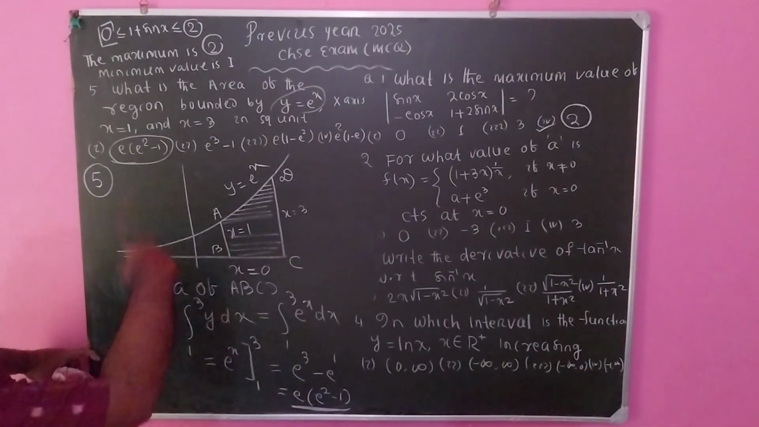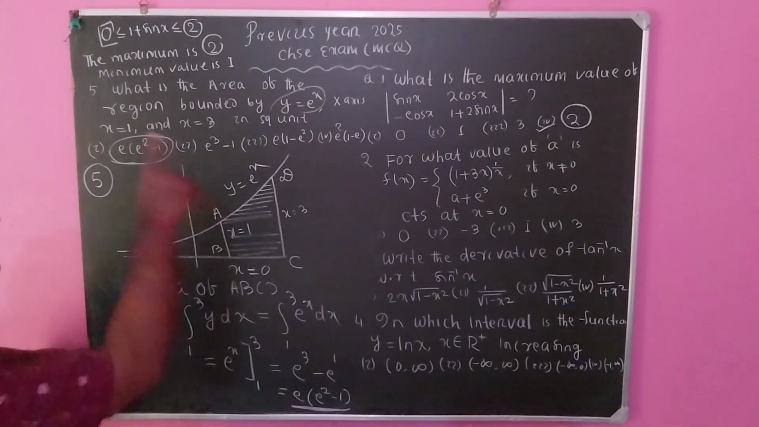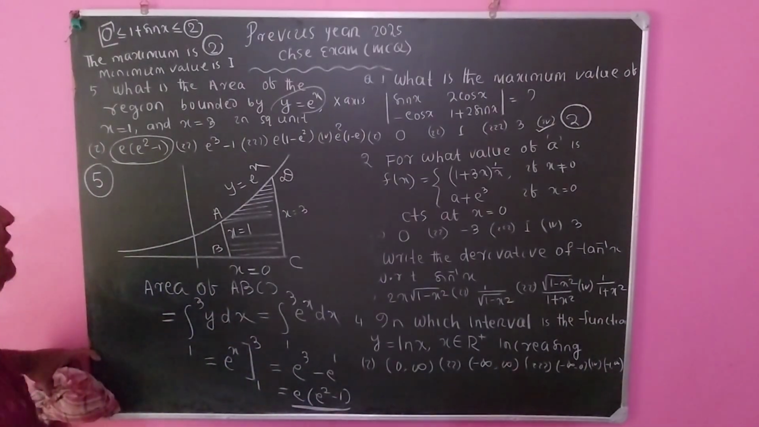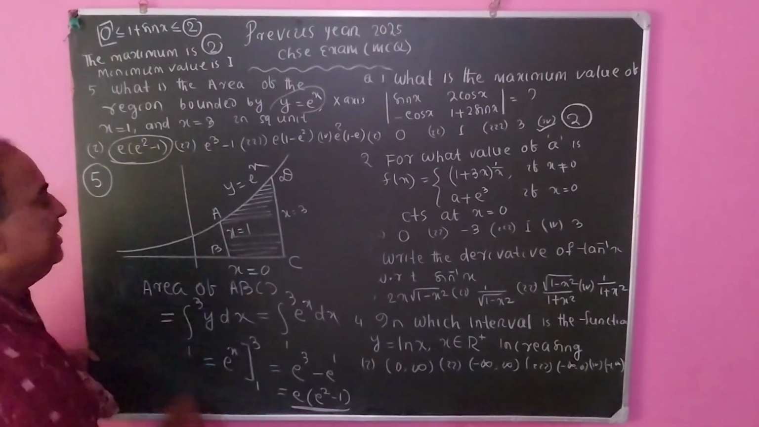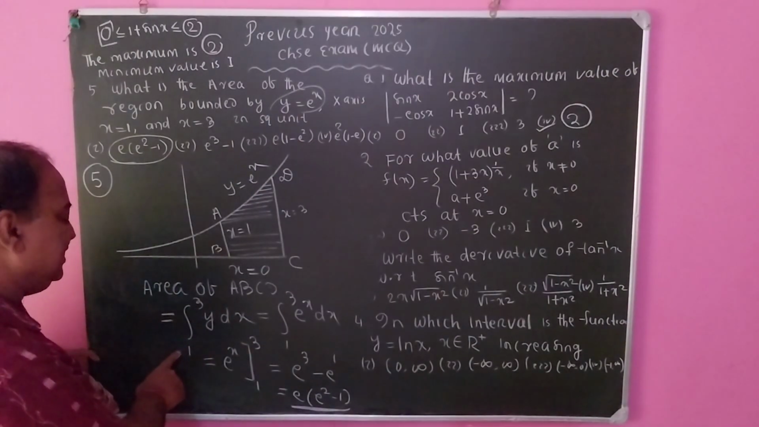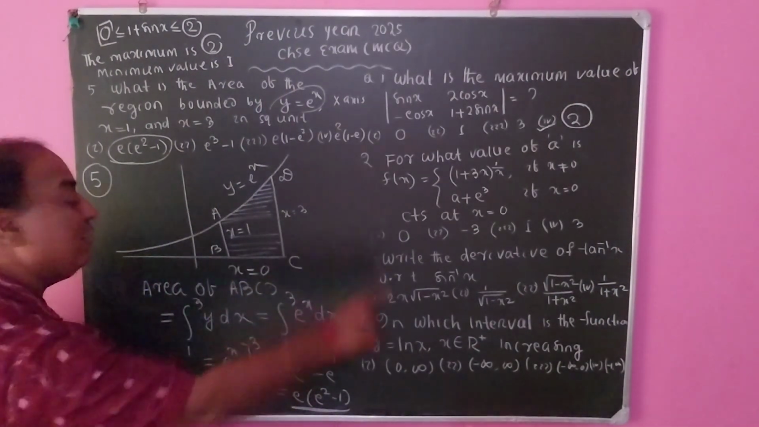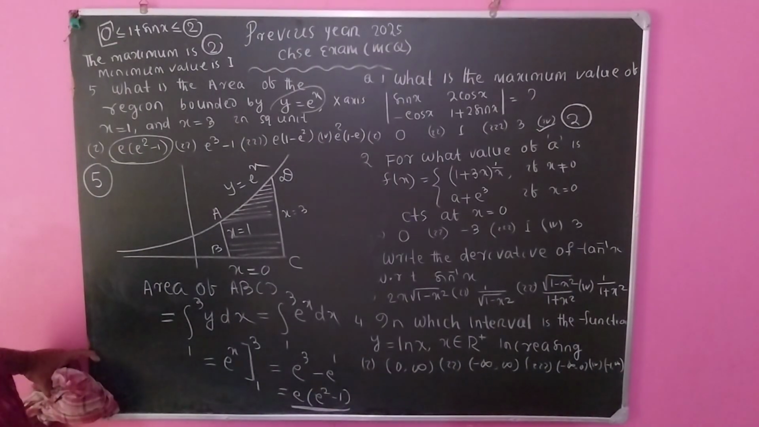So the area of this curve can be found out by this. First of all, we have to draw the curve. Then where it is bounded, you take integration from x is equal to a to x is equal to b, y dx. It is bounded by the x axis. So this is the answer of this question.